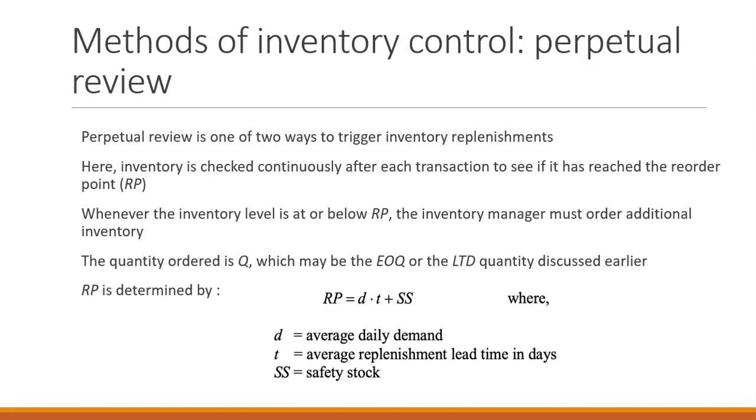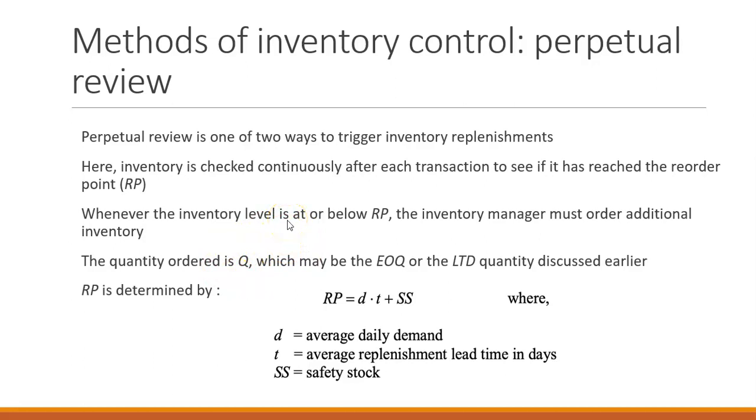When we get to the reorder point, that is when the inventory reaches a level that we have designated. This is our average daily demand times our average replenishment lead time plus our safety stock. That reorder point is where we decide that we need to order our next quantity.